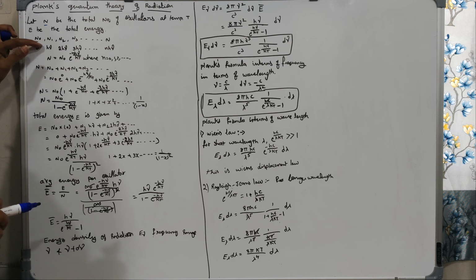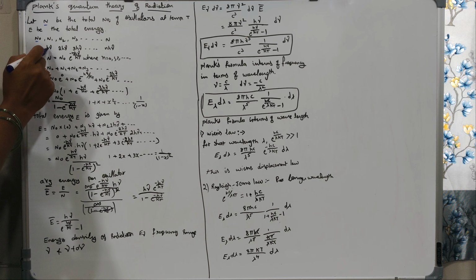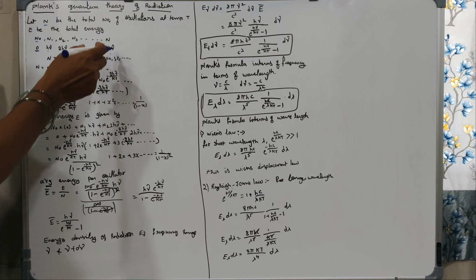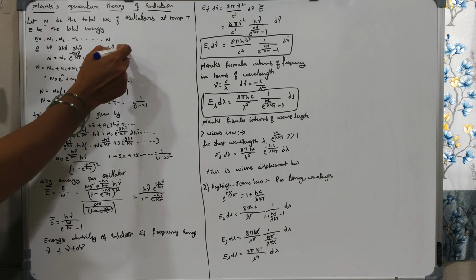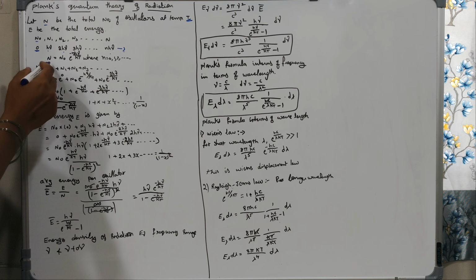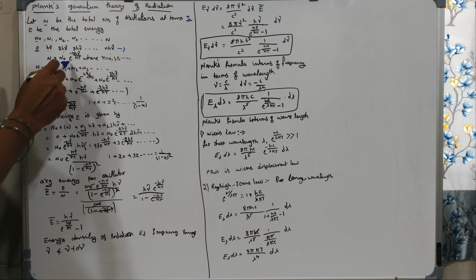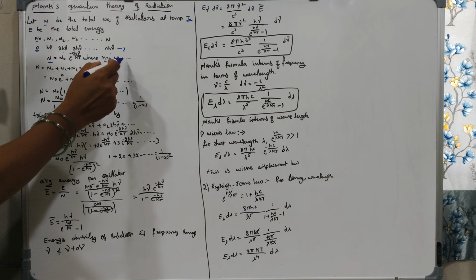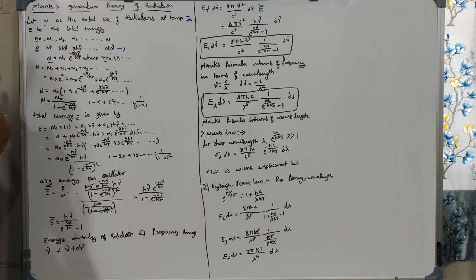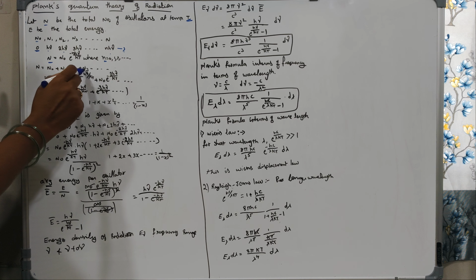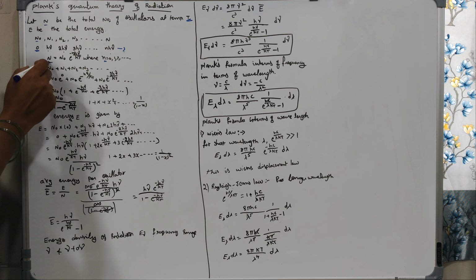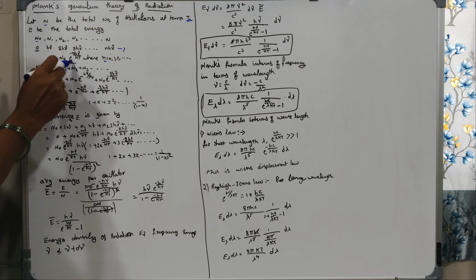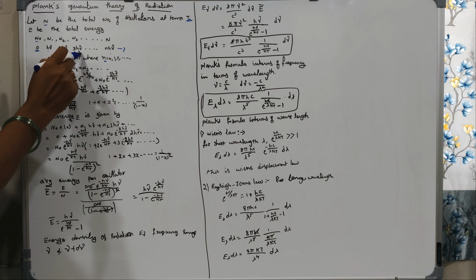For each oscillator, the energy is taken as 0, h nu, 2 h nu, 3 h nu, and n h nu. So for these oscillators with this energy at temperature T, it is given as N_n equals N naught e to the power of minus n h nu by kT, where n is 0, 1, 2, etc. So N is equals to N naught plus N1 plus N2 plus N3 and so on. From the above expression we can consider N_n equals N naught e to the power of minus n h nu by kT.